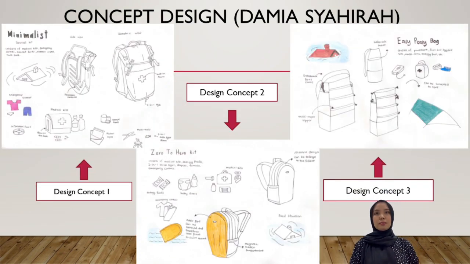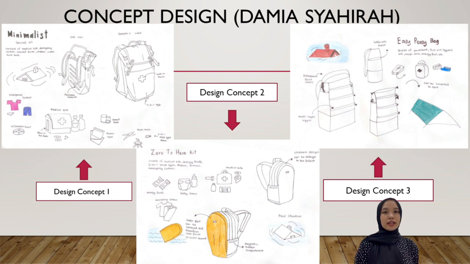The first concept is the minimalist survival kit, which has glow-in-the-dark material and a built-in alarm for the rescuer to notice. This minimalist survival kit consists of first aid, emergency clothes, medical kit, canned food, water tablets, and others. This type of design can also be used even after the flight. This kit is suitable for all types of age.